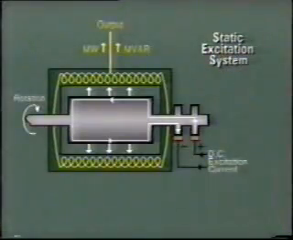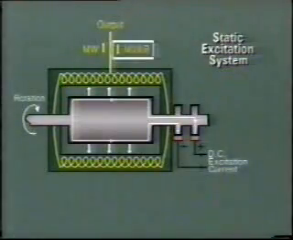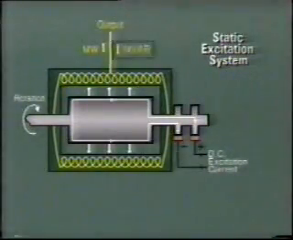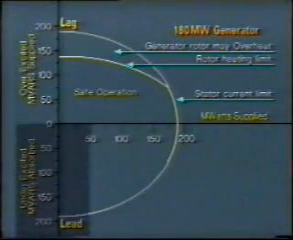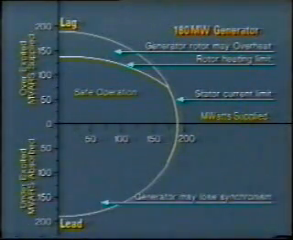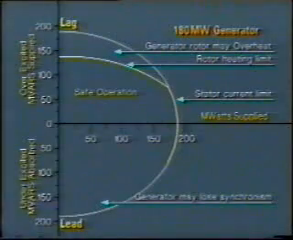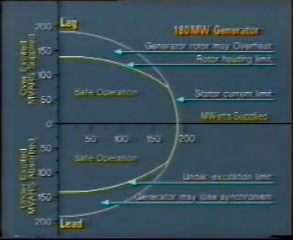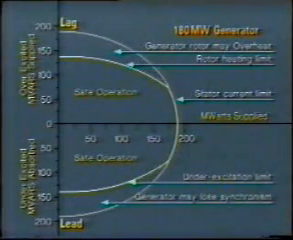We also run into trouble if we reduce excitation too much. In this case, as the voltage falls, VARs will flow into the generator from the power system. This is shown on this curve as negative VARs. The problem is, if the rotor current is reduced too much, then the magnetic field may become so weak that the generator will lose stability and fall out of synchronism with the other units on the system. In order to prevent this, a minimum excitation limit is established by this additional curve here.